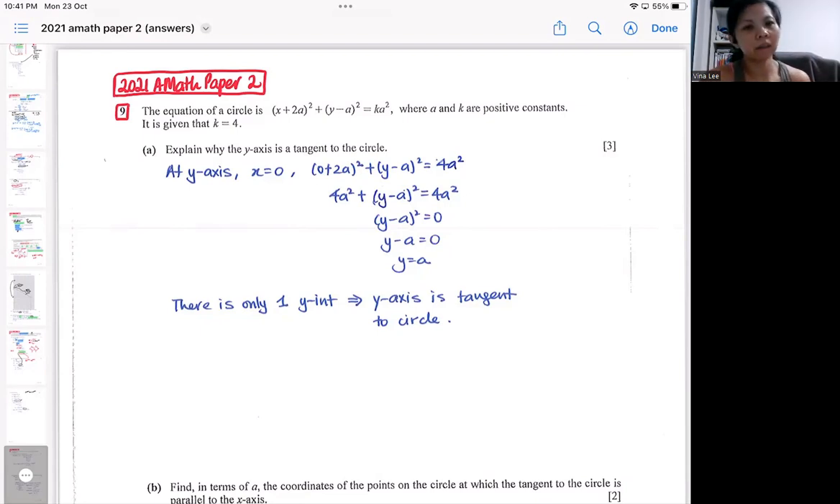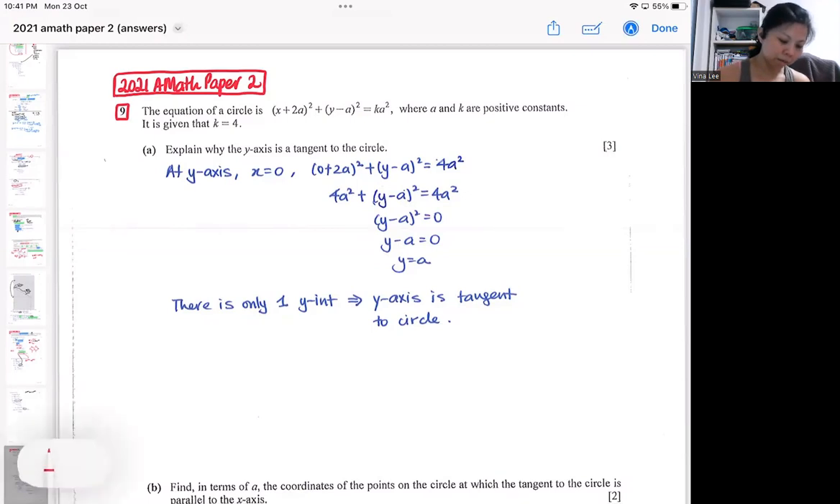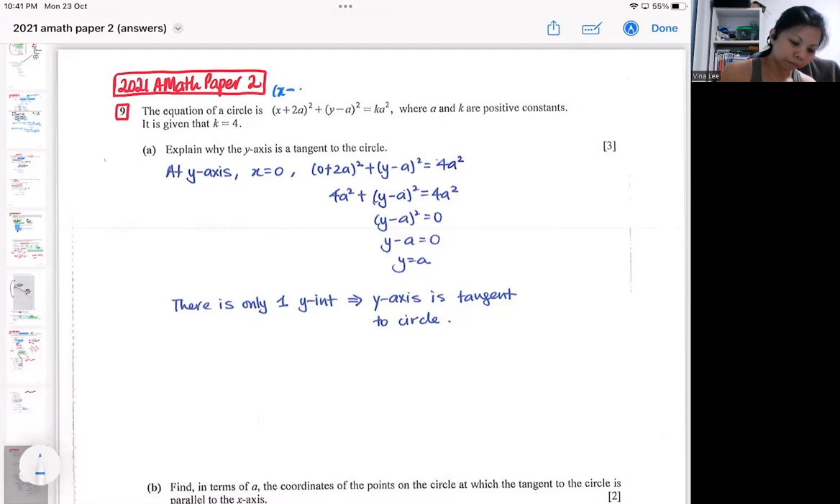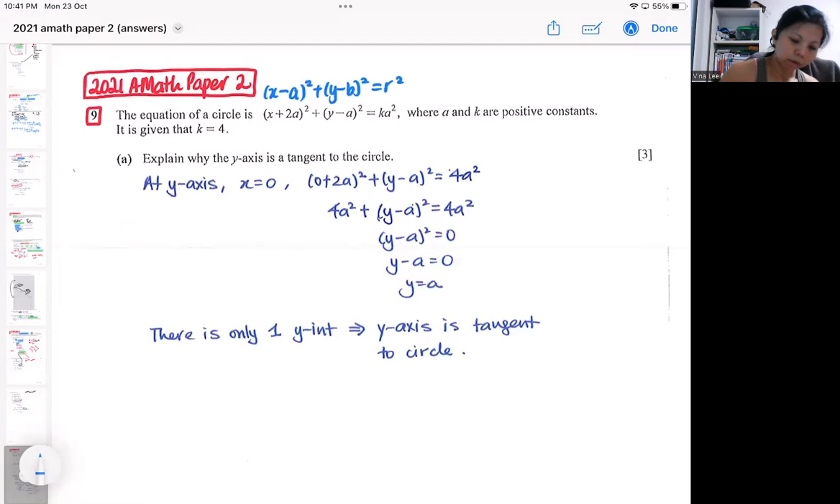Okay, so first of all, they give us the equation of a circle. So do be able to tell the center and radius if you need to. So do recall how you get your equation of circle. Generally, when the format is like this, the center will be (a, b), and the radius will be r.